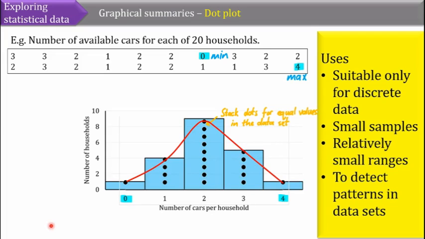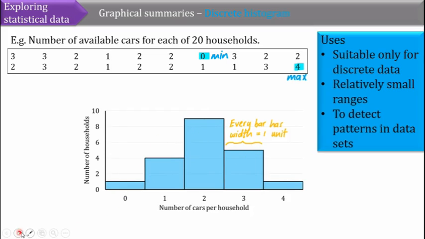If we extend this and construct a bar graph on top of this, we have a bar for each one of the different outcomes, 0 to 4, and the height of the bar represents the number of households. In other words, the number of observations. So we just count how many dots we have, and that will be the height of the bar. This is what we call a discrete histogram.